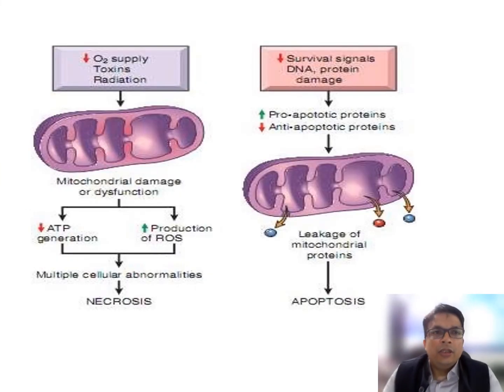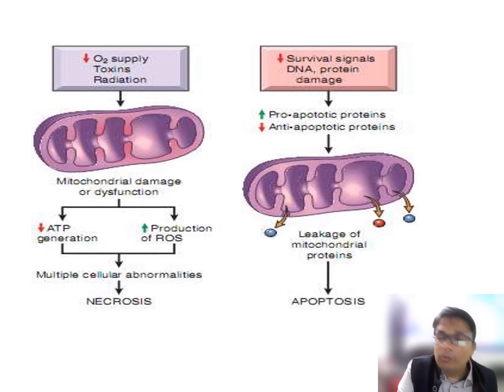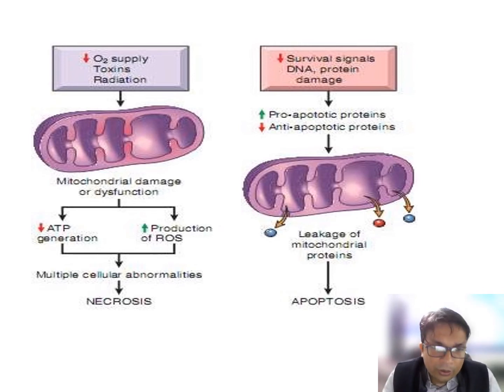Another one: suppose the oxygen supply is reduced, or toxins or radiations are there. This results in dysfunctioning of mitochondria, a decrease in ATP generation and an increase in the production of reactive oxygen species, and all these result in cellular injury, very commonly known as necrosis.